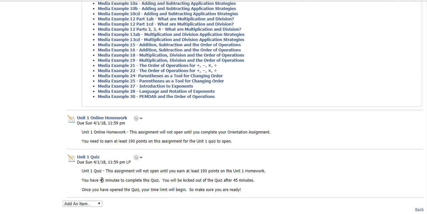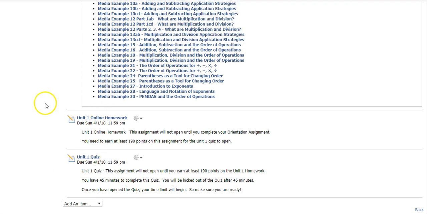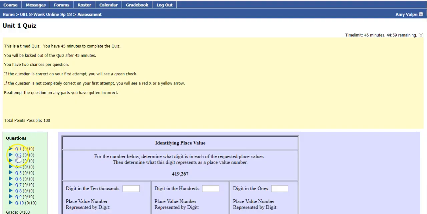It's a lot shorter. And once you open the quiz, your time limit will begin. So you need to start it right away. And don't leave for a little while or your time will run out. Also on the quiz, it'll tell you that the time limit's 45 minutes. You only have 2 attempts per problem.